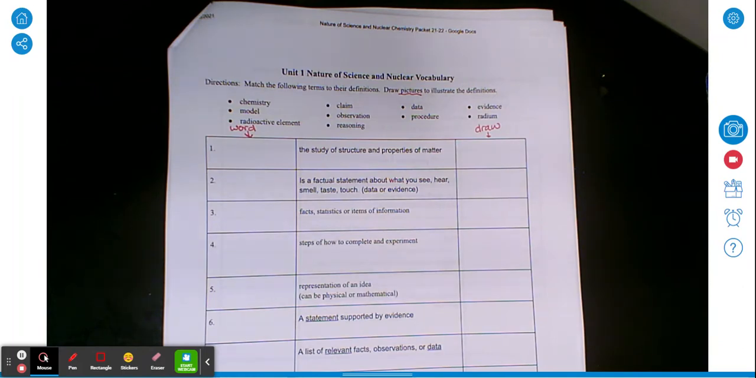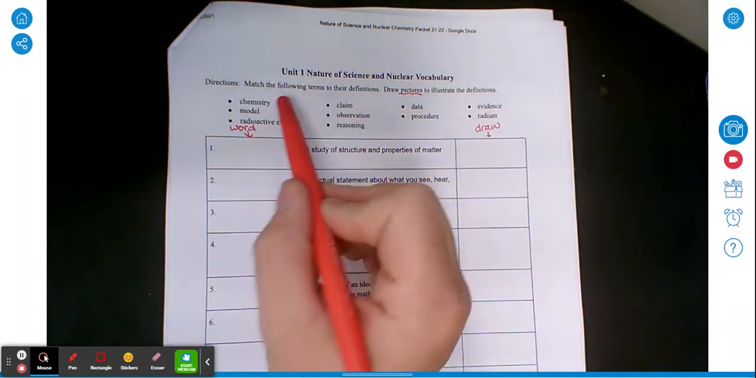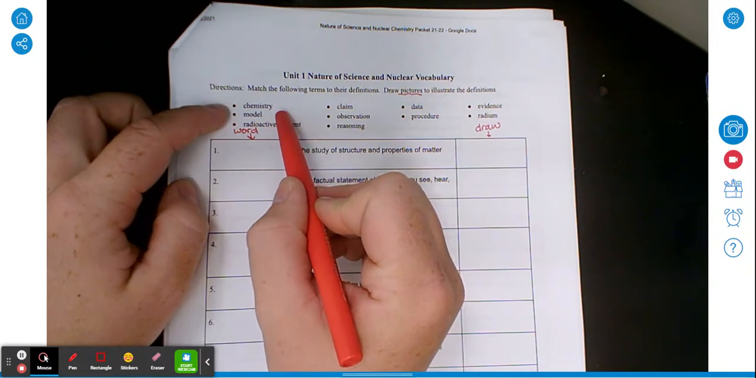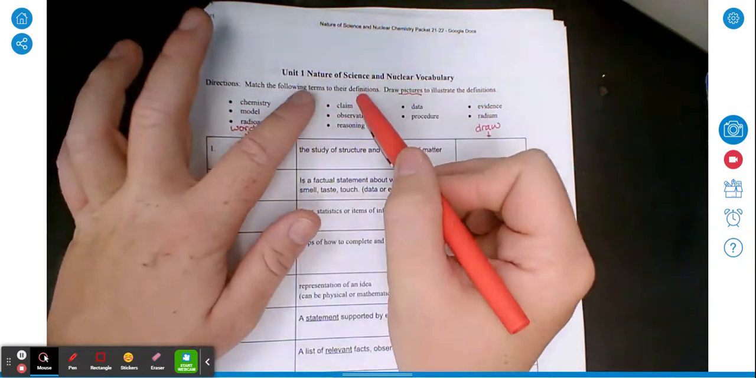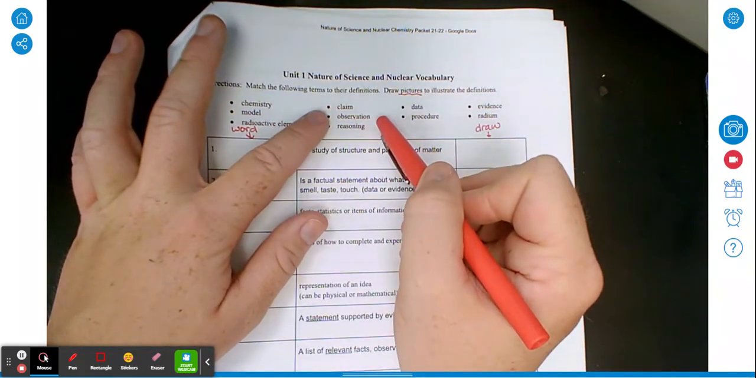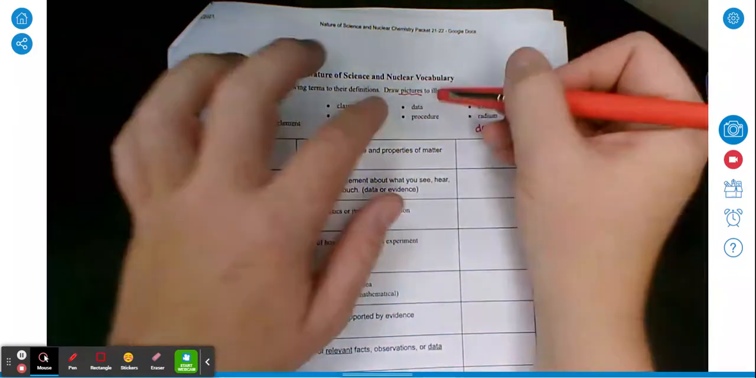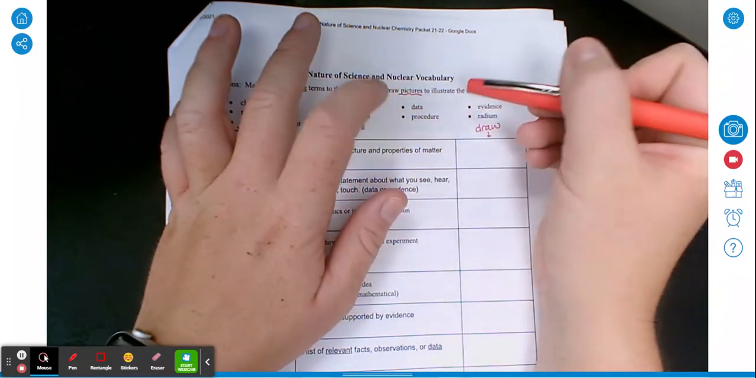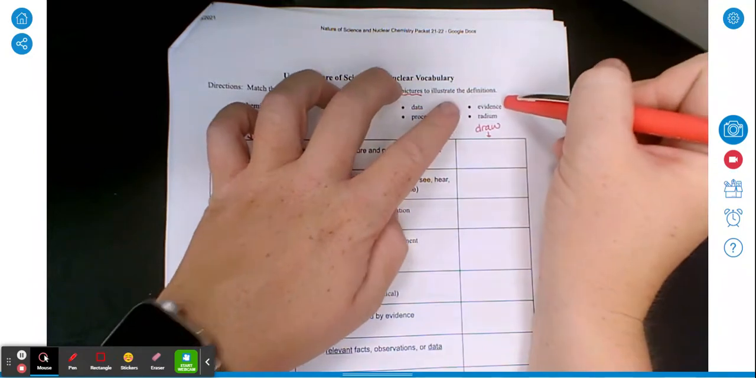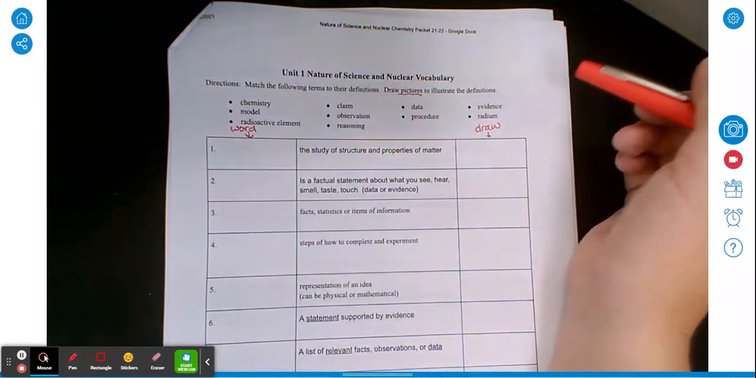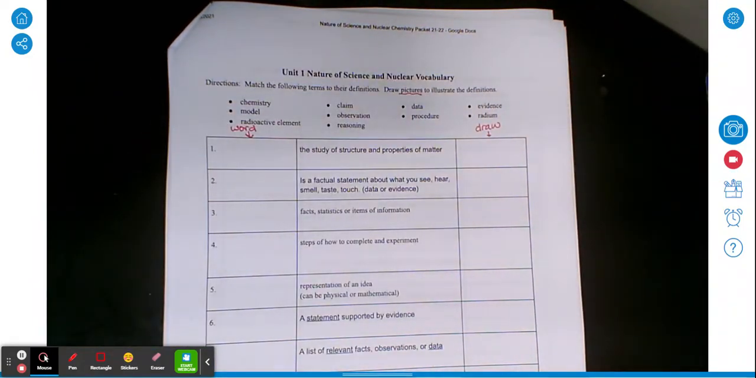All right, now you're going to notice that you have a word bank. So we have chemistry, model, radioactive element, claim, observation, reasoning, data, procedure, evidence, and radium. So I would start by working through your list.